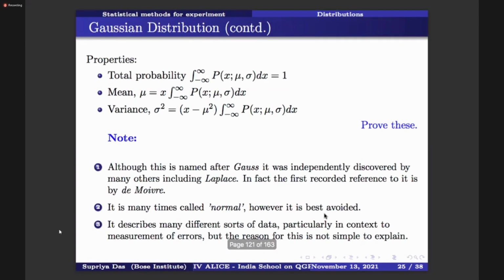And it describes many different sorts of data, particularly in context to measurement of errors, which we will move on to in the next section of the lecture starting on the next day. But the reason why the errors are Gaussian is not very simple to explain, and this will be beyond the scope of this discussion. We know that they are Gaussian, but why they are Gaussian is not so simple to explain.